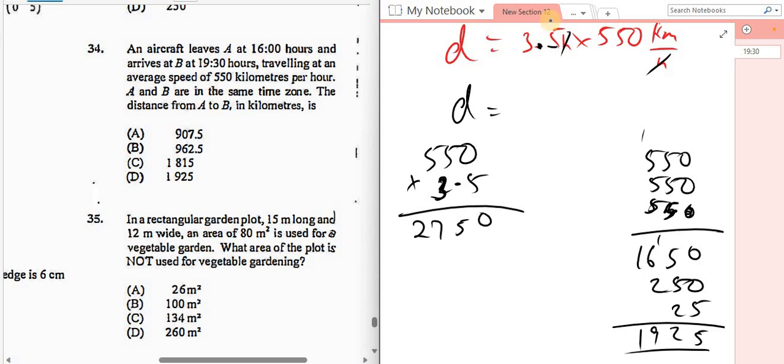3 times 0 is 0. So start here, right? Since you start in one place, after the 5, you're going to start one place inwards. So 3 times 0 is 0. 3 5s, 15. 3 5s, 15 and 1, 16, right? Okay, let's add these now.